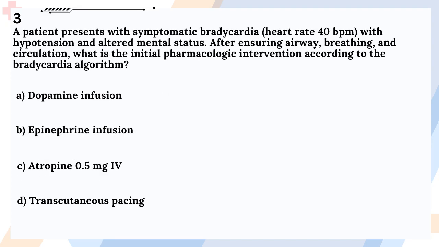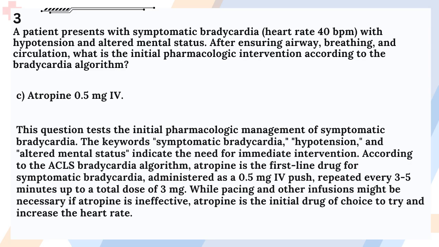Question 3. A patient presents with symptomatic bradycardia, heart rate 40 bpm, with hypotension and altered mental status. After ensuring airway, breathing, and circulation, what is the initial pharmacologic intervention according to the bradycardia algorithm? A. Dopamine infusion. B. Epinephrine infusion. C. Atropine 0.5 mg IV. D. Transcutaneous pacing. Answer: C. Atropine 0.5 mg IV.